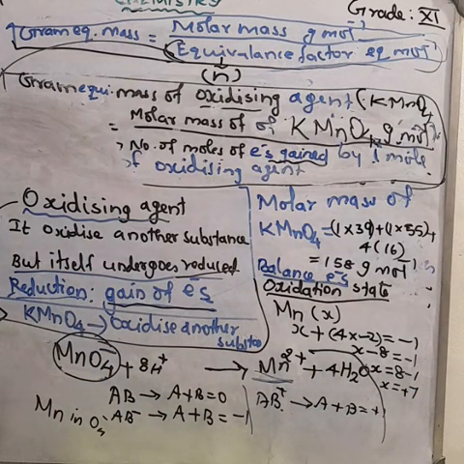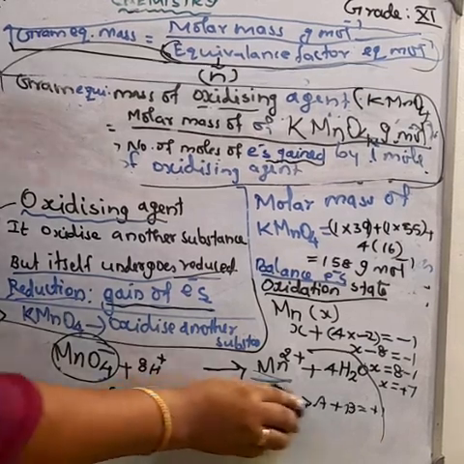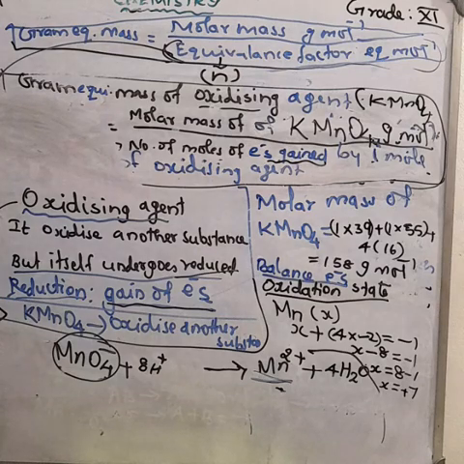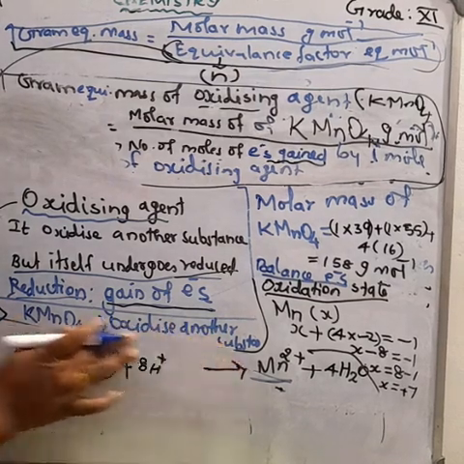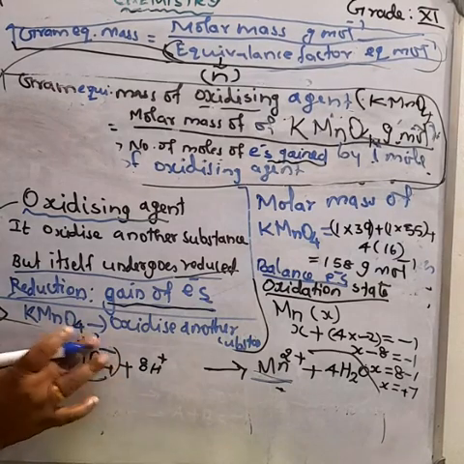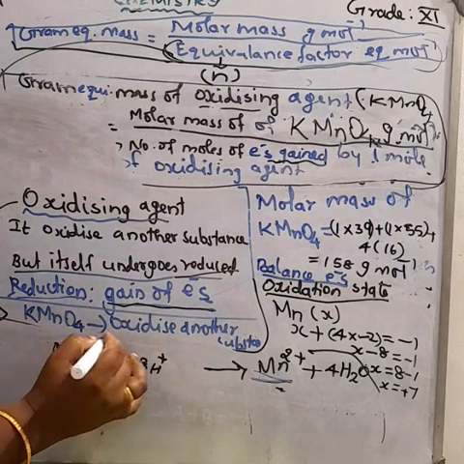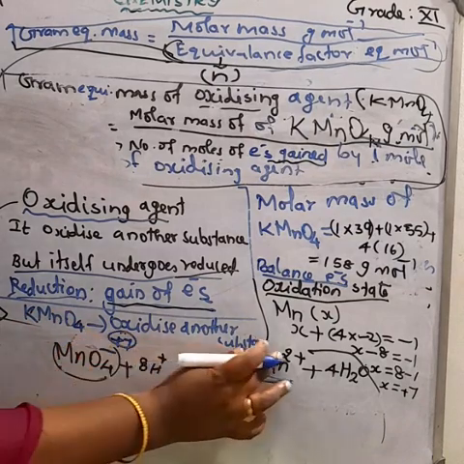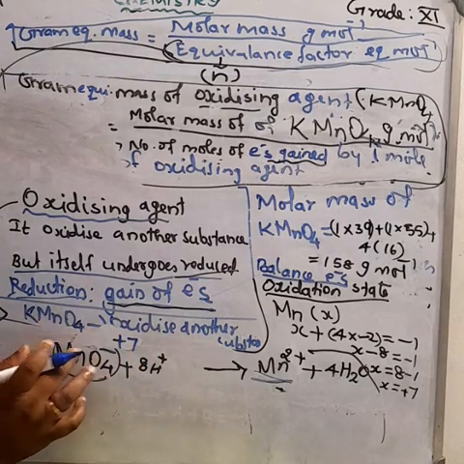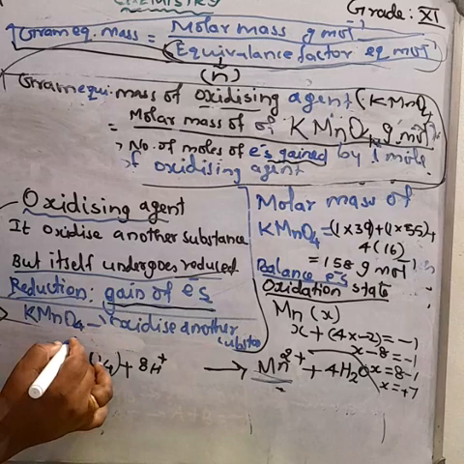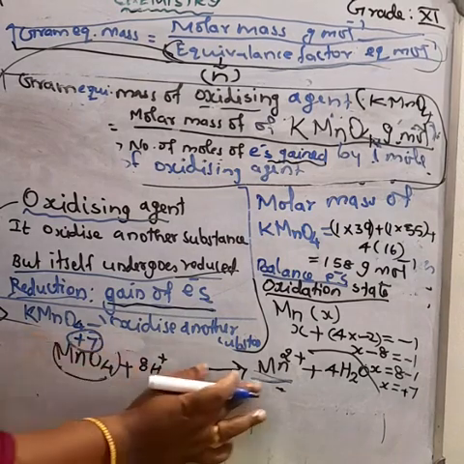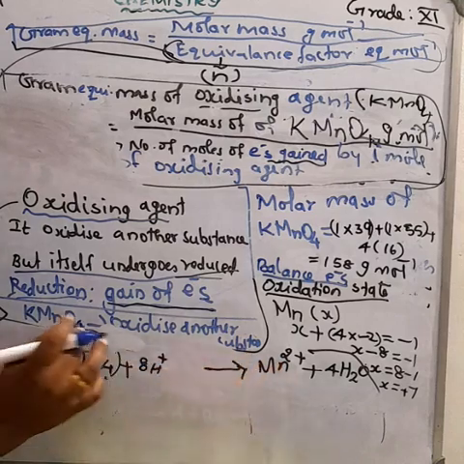So what is the oxidation state of manganese here? Plus 7 on the reactant side, but on the product side the oxidation state of manganese is plus 2. Understand? So we have to balance the charge. Here 5 electrons are less. Plus means electron lacking, electron deficiency. How much electron deficiency here? 5 electrons.